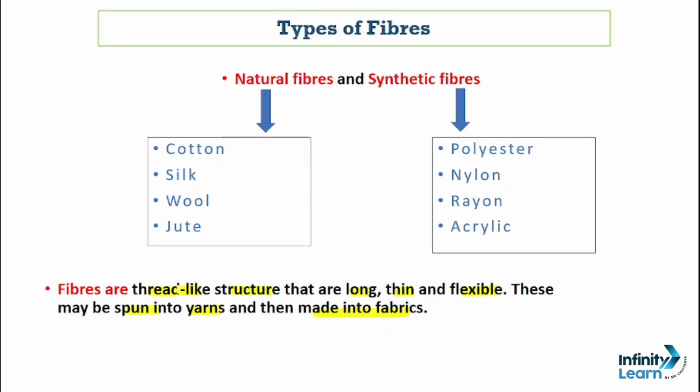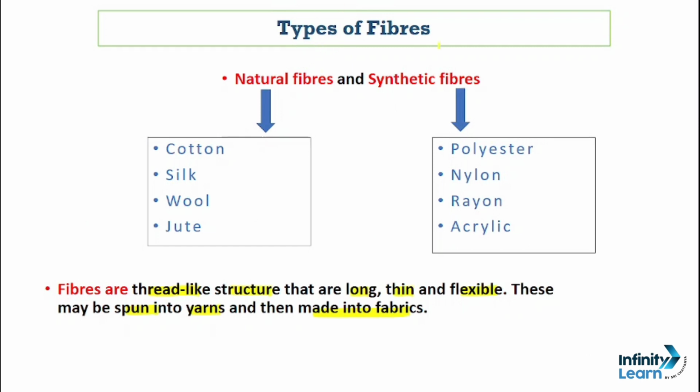Fibers are small thread-like structures that are very long and thin in nature, and you can also stretch them. That's why they are called flexible. Then they are spun into yarns, and then they are converted into fabrics. Then from fabrics they are converted into the clothes that we use in our daily life.